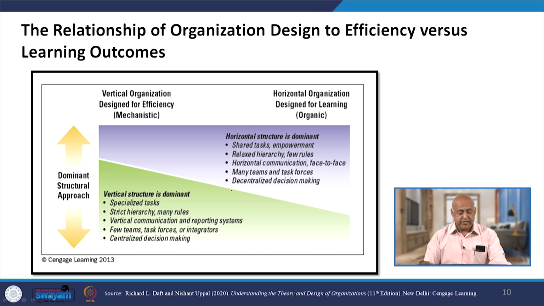Now, I would like to mention the relationship between the vertical and horizontal organization structures. About the vertical structure, normally, why was it preferred? It was decided, the vertical structure was decided on certain parameters. The first parameter is the specialized task.